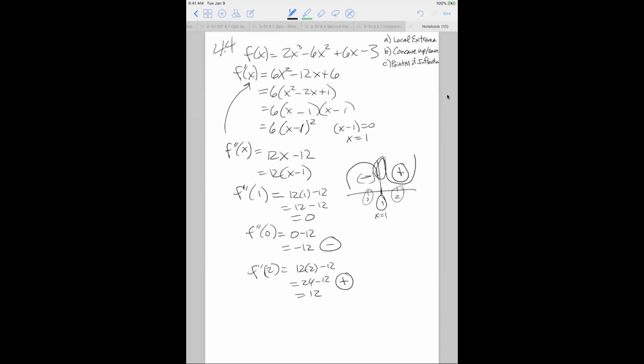Okay, so the first question is, are there any local extrema? Well, the second derivative test tells us we plugged in the critical point, we didn't get a plus or a minus, we got 0. So there are no local extrema. So A, no local max, no local min, no local extrema.